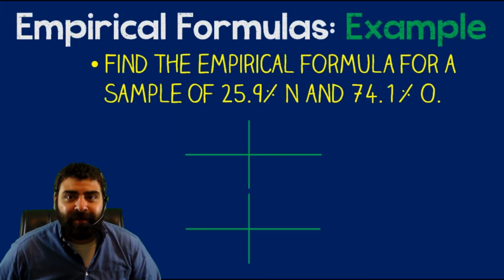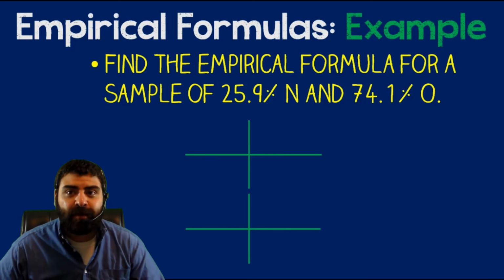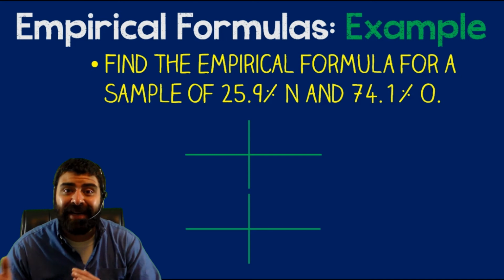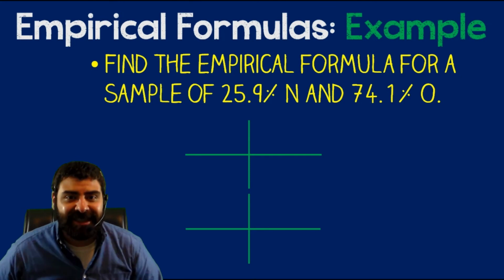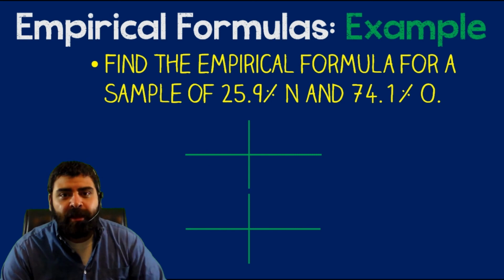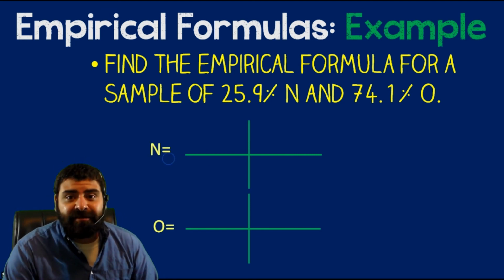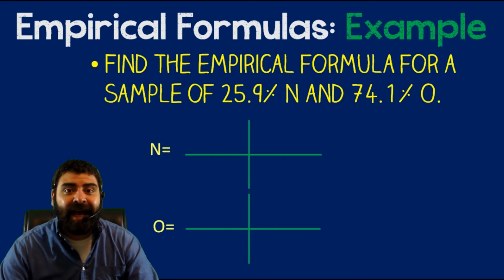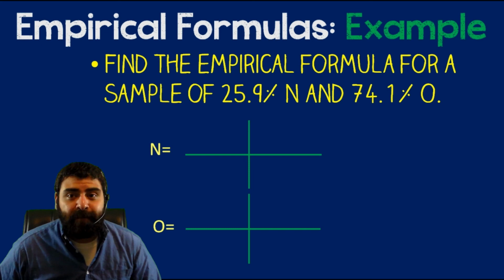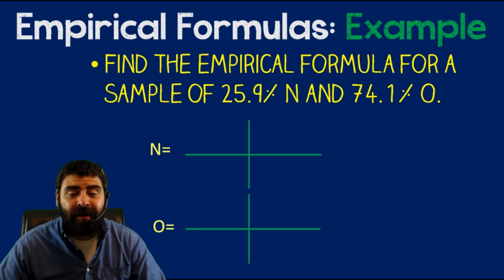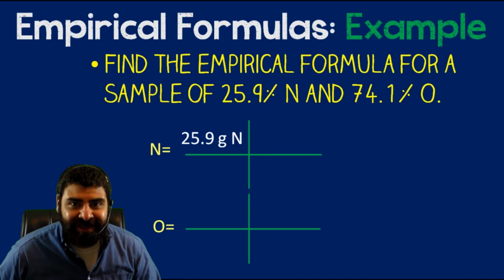So let's do an example. Find the empirical formula for a sample that's made up 25.9% of nitrogen and 74.1% oxygen. Well, we're going to assume when finding the value for nitrogen and oxygen that we have 100 grams of this sample. So 25.9% of that would be 25.9 grams of nitrogen.